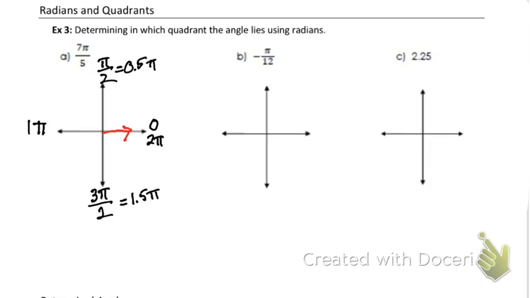All right, 7 pi over 5. Well, in my calculator, I'm just going to type in 7 over 5 pi, which is going to equal 1.4 pi. So now I'm asking myself, where is 1.4 on this circle? Well, 1.4 is going to be somewhere about here. And so we're talking about quadrant 3.